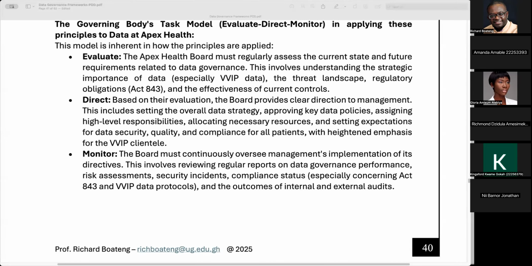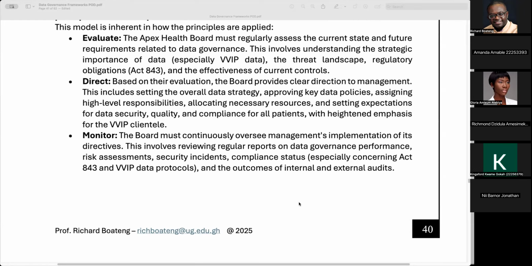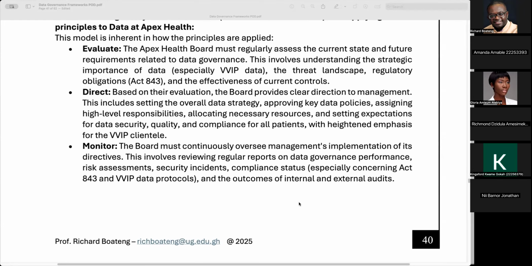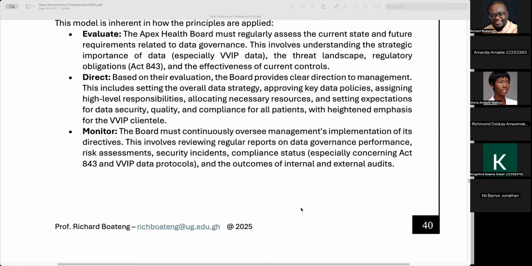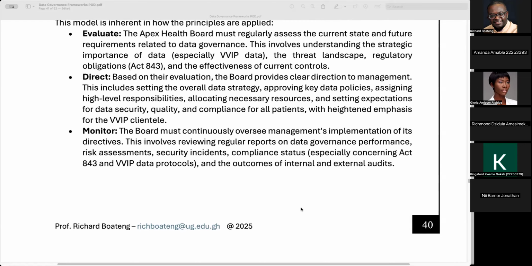Based on this valuation, they direct management on setting strategy, developing policies, assigning responsibilities, allocating necessary resources, and setting clear performance expectations, always with a heightened focus on the unique requirements for VVIP data. Then they monitor the implementation outcomes through structured reports, risk assessments, summaries of security incidents and compliance status, especially regarding Act 843 and specific VVIP protocols, and the results of independent audits.